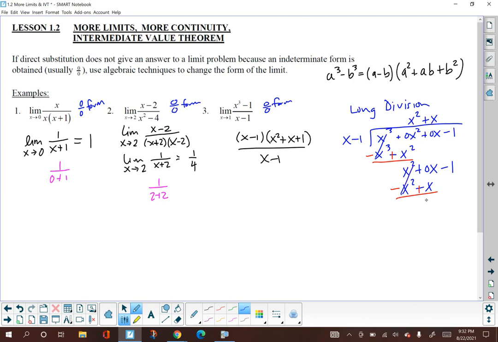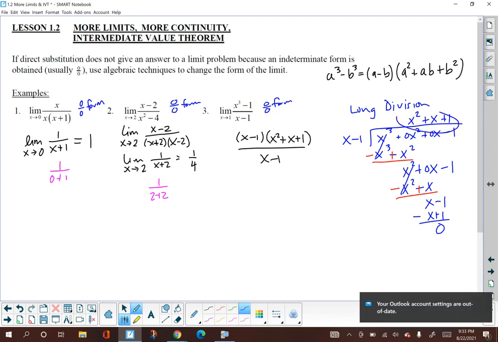And that cancels out, and we have an x minus 1, and you can see that the last term would just be 1, and that would subtract to 0, and so we have no remainder. So that's another way you could factor the top of that fraction to get that x squared plus x plus 1 and the other factor of x minus 1.